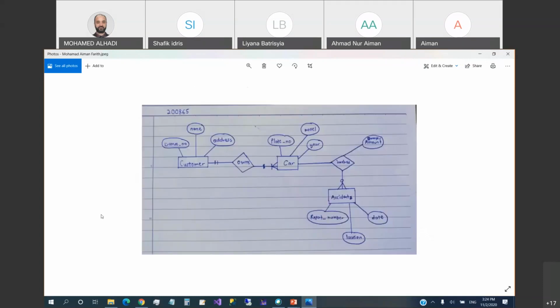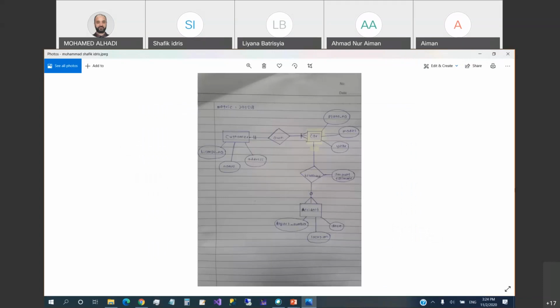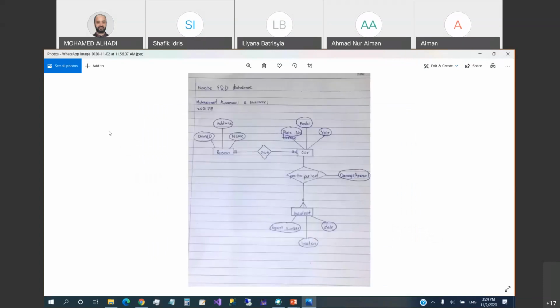This one, Muhammad Ayman, already explained. This one is Muhammad Shafiq, already explained. And we have this one. This one is Muhammad, I don't know, Muhammad Muzammil, right? Who is Muhammad? Where is Muhammad? Are you here?